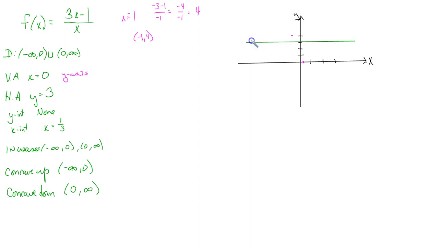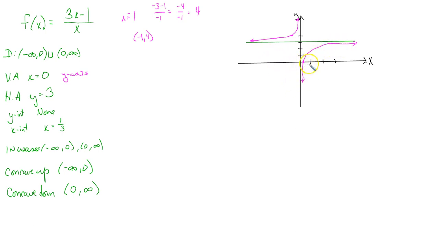So my graph, again, is going to be really close to this, and it's going to get close to my y-axis, but it's not going to cross it. So I see that it's increasing and concave up. On the right-hand side of my y-axis, it's going to be really close. It's going to come up here, and it's going to get close to this horizontal asymptote again, close to the y-axis, my vertical asymptote. Same thing, it's increasing, but now it's concave down.